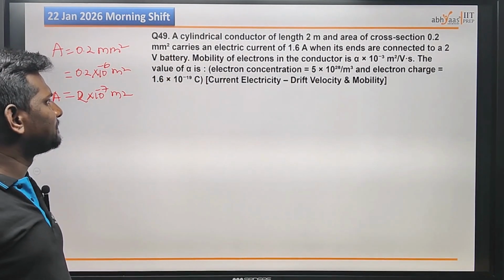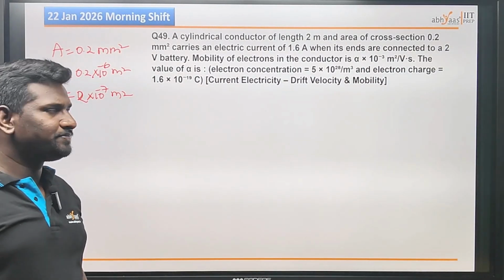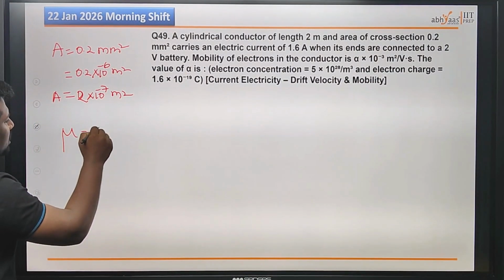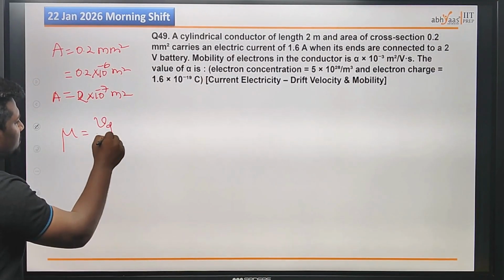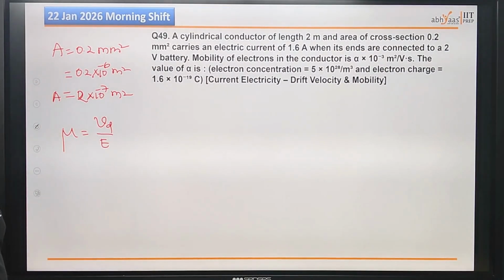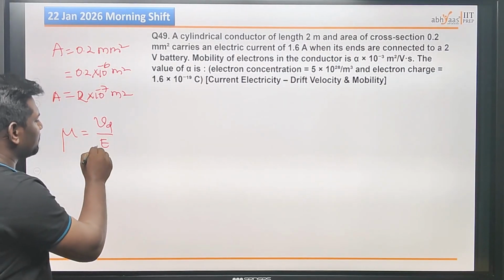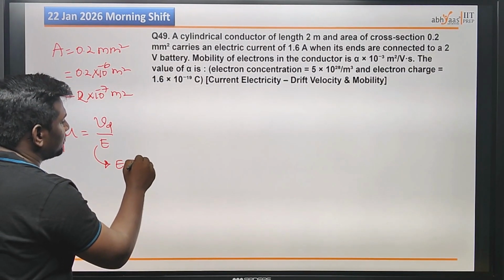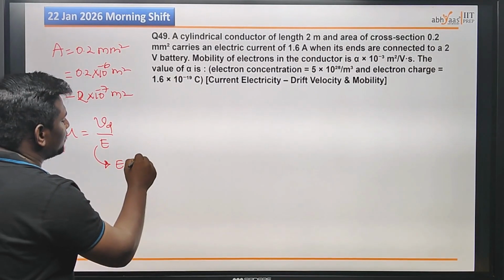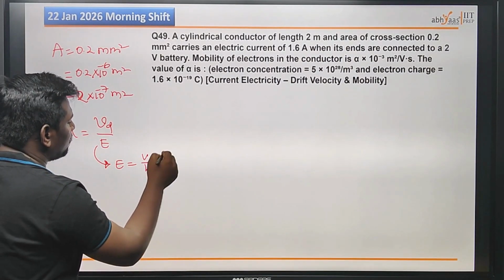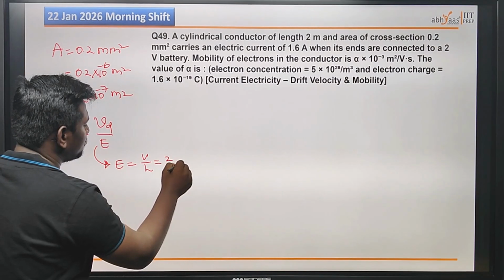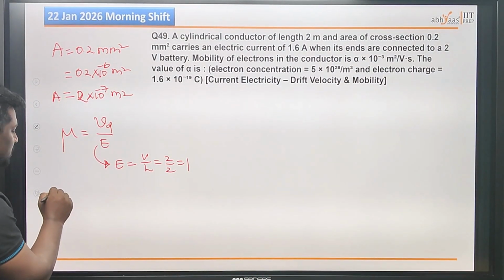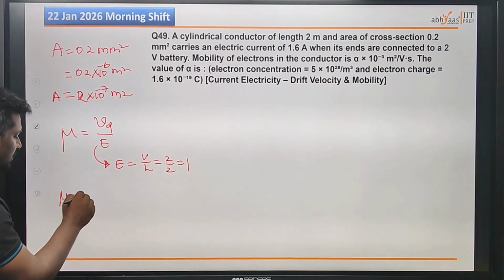The value of alpha. What is the mobility formula? Mobility mu can be written as drift velocity by electric field. So from this, electric field E can be written as V by L. What is V? 2. What is L? 2. So E value is 1. So what is the mobility? Mobility is nothing but drift velocity by electric field.